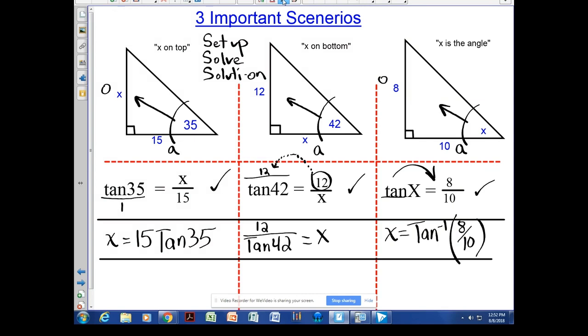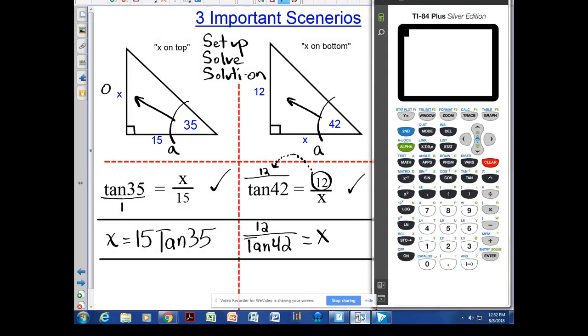So here we go. I'm going to pick up the calculator, and let's start with the first one. The first one is a simple one. It just requires multiplication. But when you have a number right next to one of the functions, you don't need to press the multiply button. We can just put in 15 tan 35, close the parentheses if you like, and hit enter. And we can see that to the nearest tenth, x would be equal to 10.5.